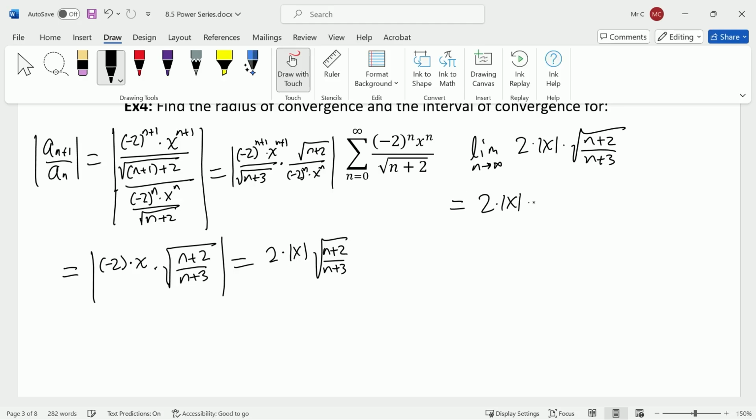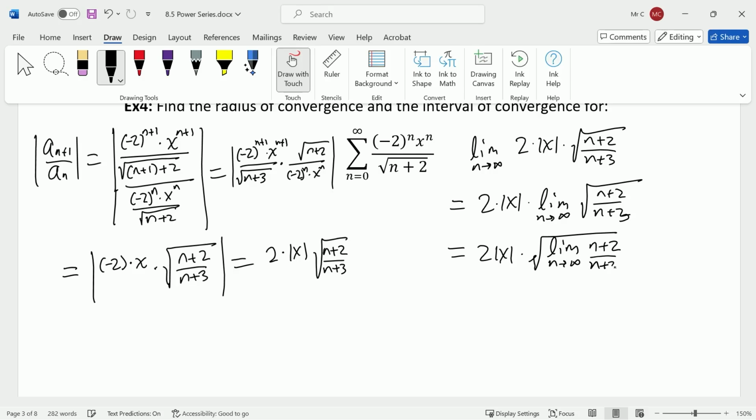2 times the absolute value of x times the limit as n goes to infinity of this square root. And the square root is a continuous function, so I can always move my limit inside of that function. So this becomes the square root of the limit as n goes to infinity of (n plus 2) over (n plus 3). And this limit, we've done a bunch of these, and you know that this limit is 1. So this is 2 times the absolute value of x times 1.